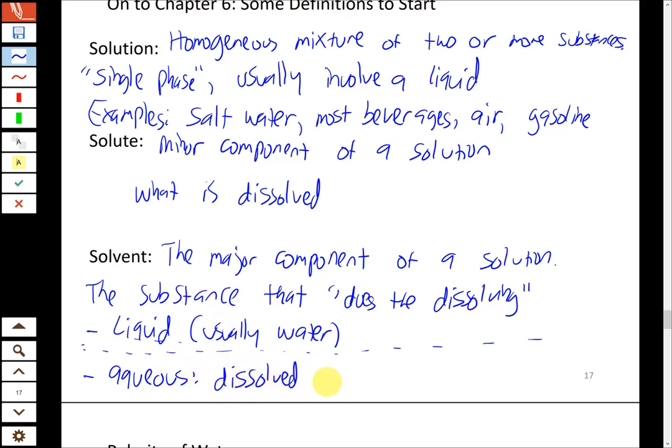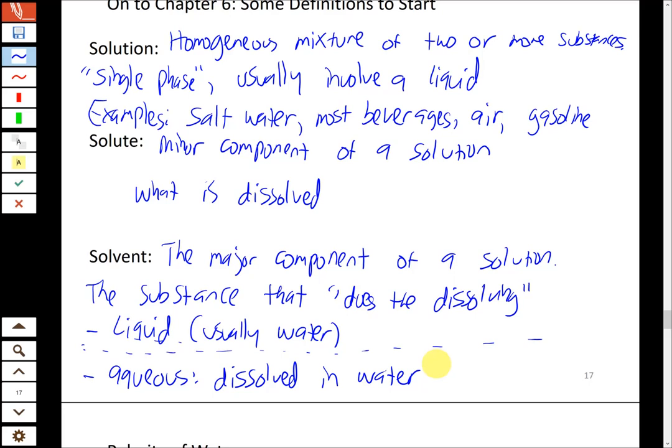But anyway, when you have a solution that involves dissolving something in water, we call it an aqueous solution. So salt water is an aqueous solution of salt, whatever type of salt you have, usually sodium chloride. So that's what I mean by aqueous solution, meaning the solvent is water. All right? So that's kind of some definitions.